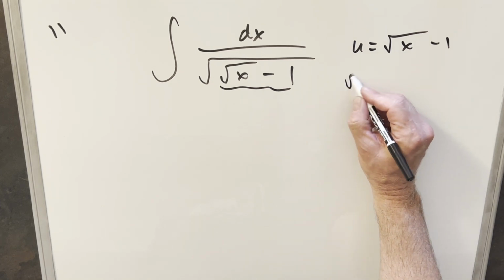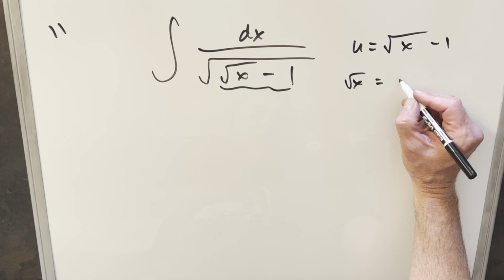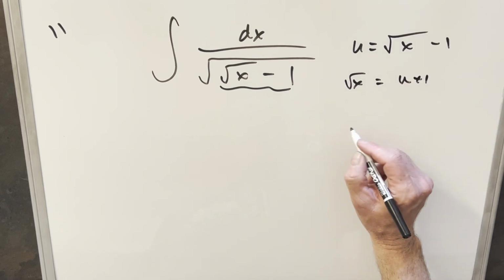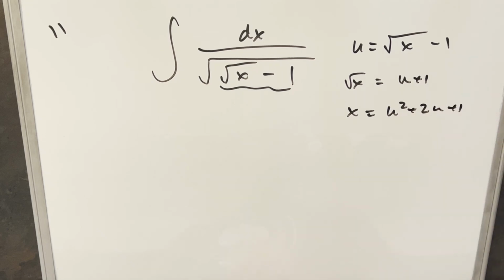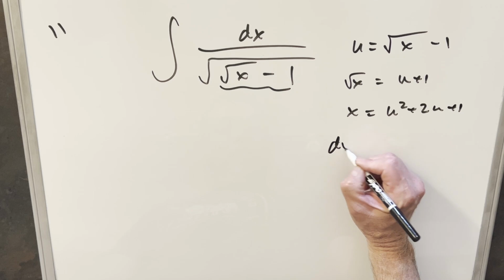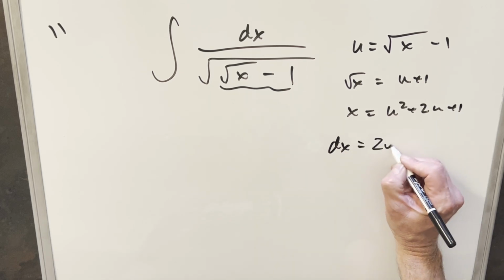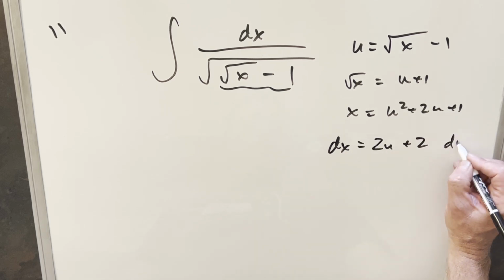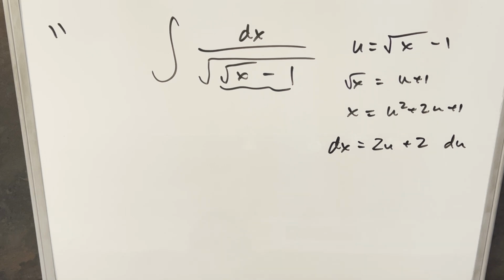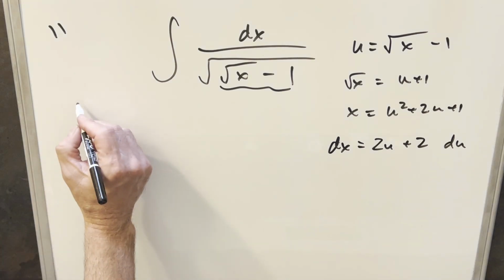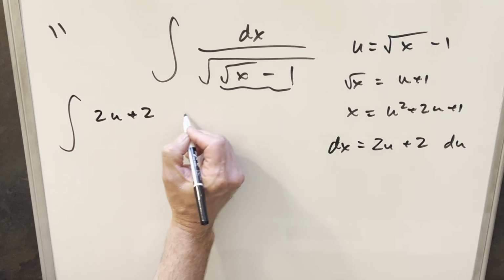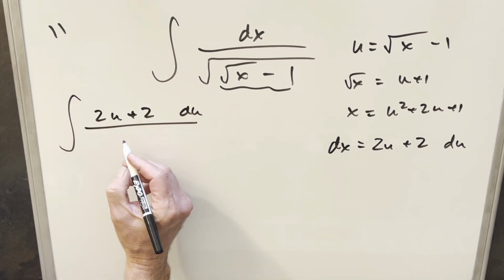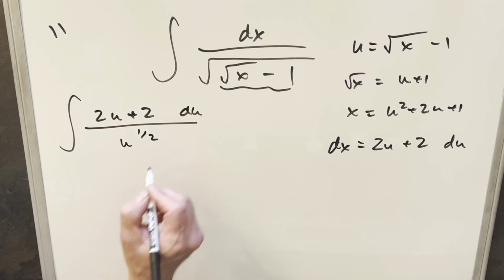Then we can rearrange this. The square root of x equals u plus 1. Square both sides. x equals u squared plus 2u plus 1. Take a derivative for the dx value, then dx is going to be just 2u plus 2 du. Okay, so then let's just do this and see what happens. This is our dx, so we have 2u plus 2 du. This is just going to be the square root of u. I'll write this as u to the 1/2.